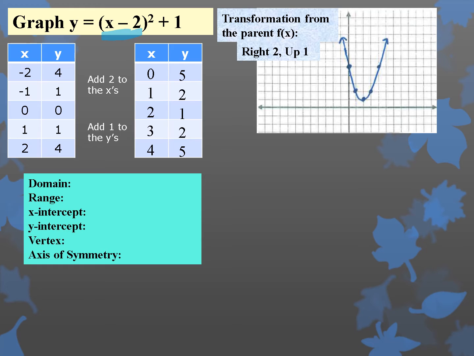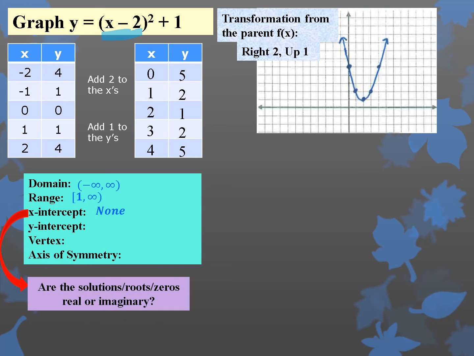All right. Let's see if we can find these values. Well, our domain, that's still going to be negative infinity to infinity. Our range, well, it opens up, so that means it's k to infinity. Our k is 1, so it's 1 to infinity. X-intercept, there are none. I don't cross the x-axis, so there are no x-intercepts.